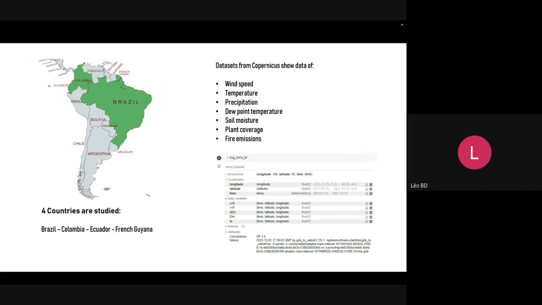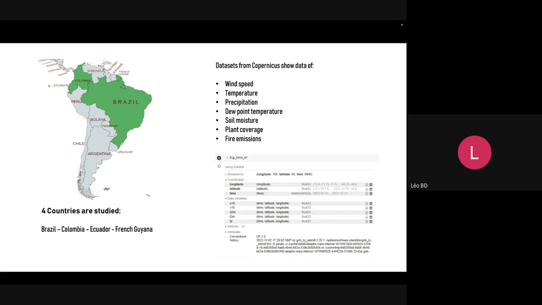So we thought it's interesting to study these 4 countries because we could have studied all the countries involved in the Amazon rainforest, but maybe one day we will do it. It's a bit of work, and we chose to just focus on these 4.